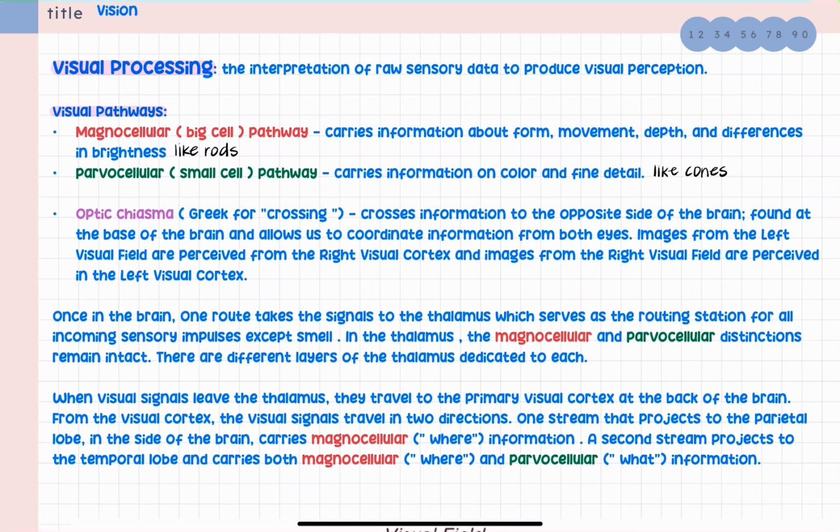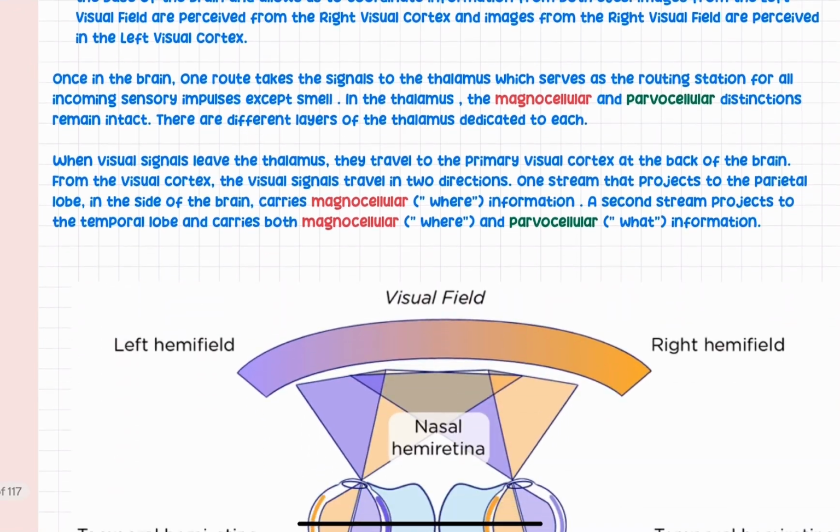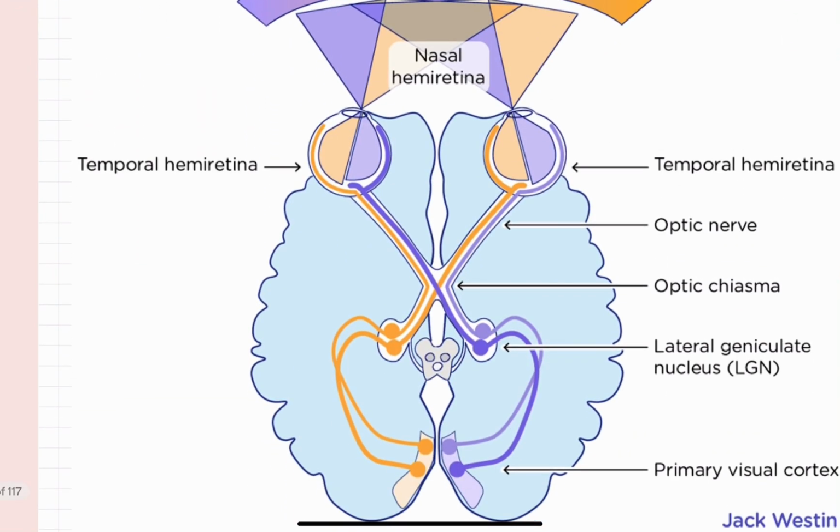When the visual signal is finally able to leave the thalamus, it travels to the primary visual cortex at the back of our brain. Here's our primary visual cortex. From the visual cortex, the visual signal travels in two directions.